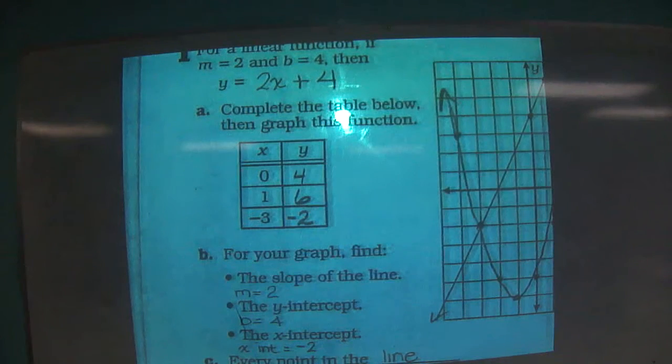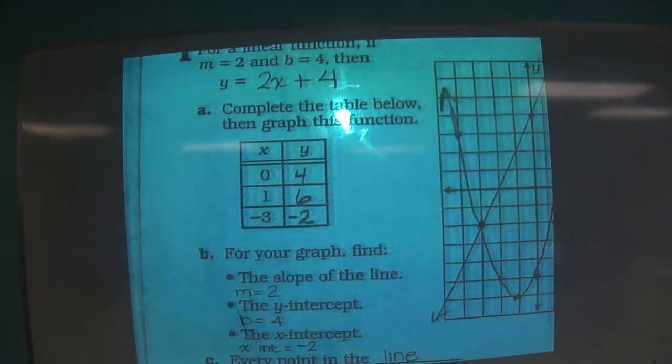The slope of the line, that's m. M is 2. The y-intercept, that's b. b equals 4. The x-intercept, x equals negative 2. And on the facing page, we have all those things.